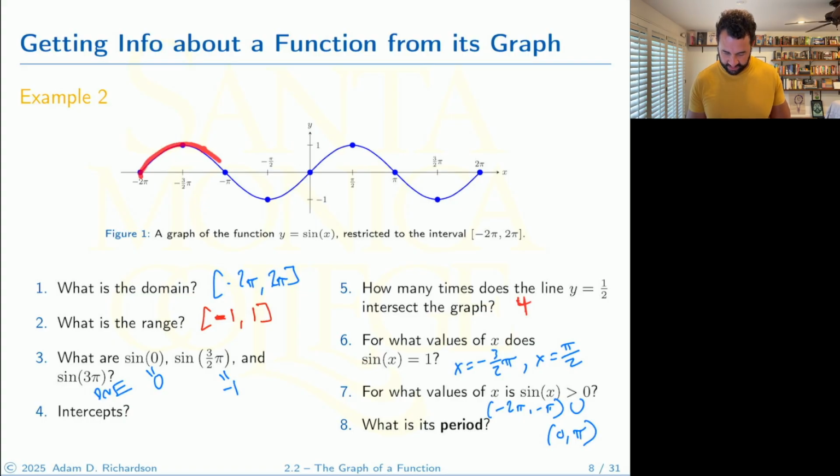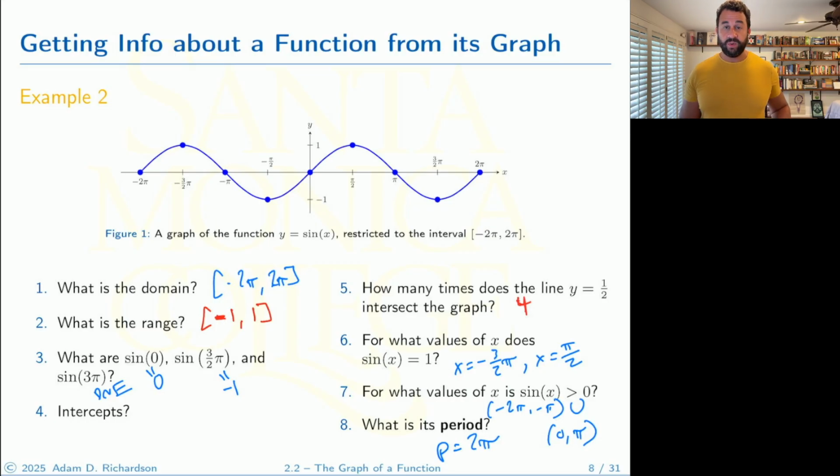So maybe here you'll notice, this piece looks the same as this piece. And then here, each one of these pieces is a length of 2 pi in terms of x values, right? This is 0 to 2 pi. This is negative 2 pi to 0. So this is actually a moment where the period is 2 pi. There we go. And we'll talk more about that as the course goes on.